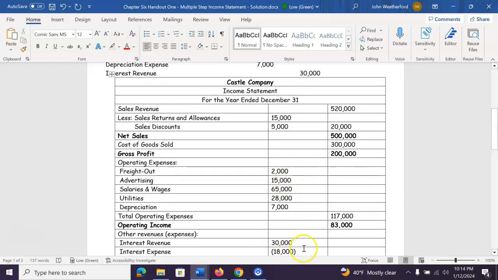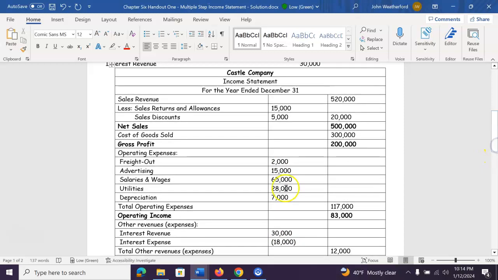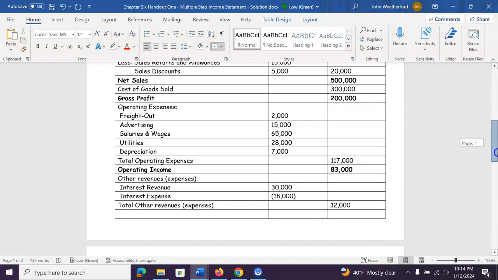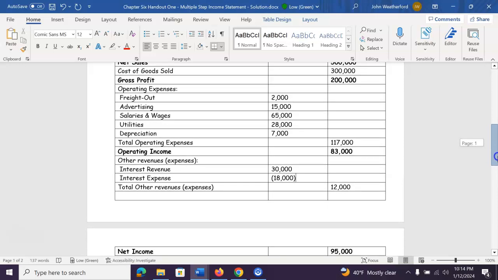Now we'll take the difference in those two, which of course is $12,000. And revenue was more than expense, so total other revenues and expenses net to $12,000. And since revenue was more than expense, we will add that to operating income. Had expense here been more than revenue, or maybe we only had expense here, then of course it would be deducted from operating income. And then that gives us, all the way down here on the other page, our net income, $95,000, just the 83 plus the 12.